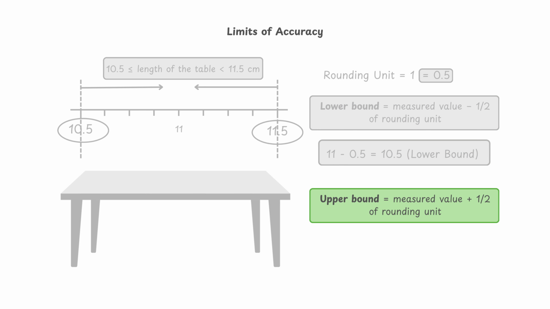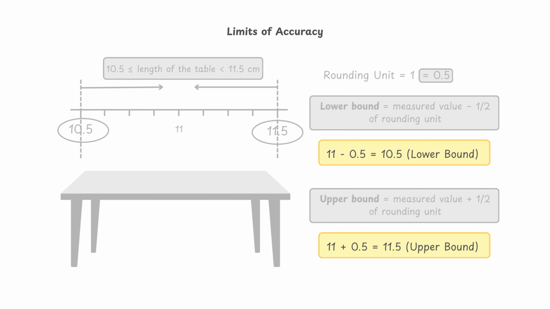The upper bound is the measured value plus half of the rounding unit, so we calculate 11 plus 0.5, which gives 11.5. These two values define the full range of possible lengths. Now take a moment to notice something important.